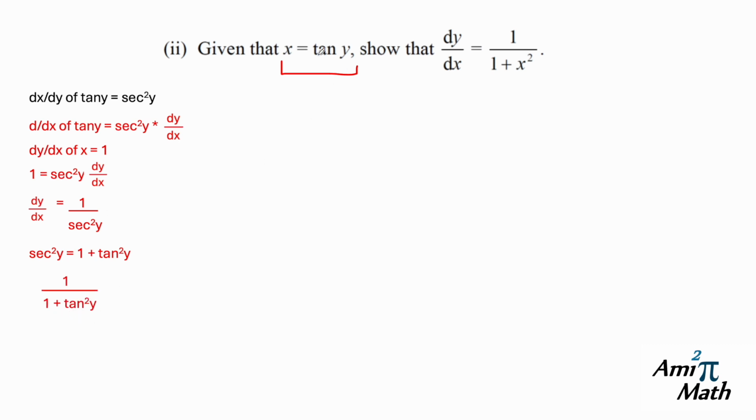And then we know from this part that tan y equals x, so we can rewrite this as 1 plus x squared, which will perfectly match this. And there you have it, that's your answer.